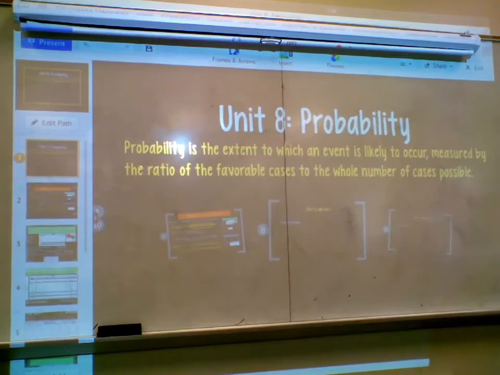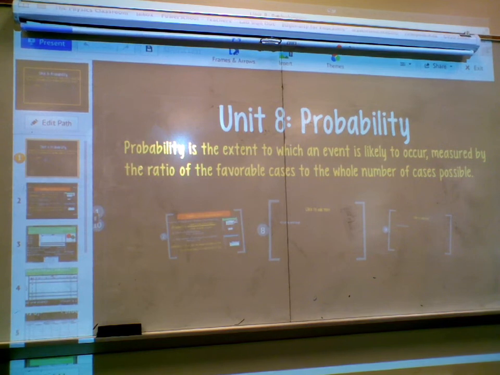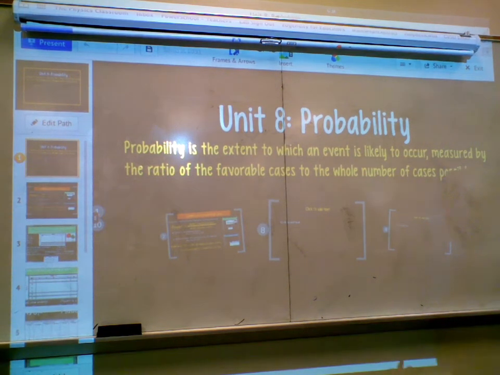So we were talking about rolling a die and getting a 2. The favorable case, rolling a 2, is 1. How many possible cases are there? 6. That's why we're saying rolling a 2 is 1 out of 6, because the ratio of 2s is 1 to 6 faces. So it's 1 out of 6. Does that make sense?